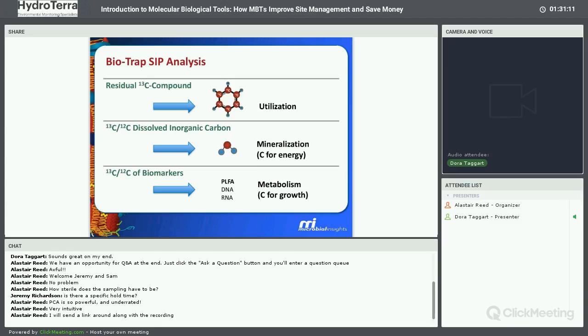So we can look for our 13C incorporation into our dissolved inorganic carbon. So did the organism mineralize it and blow it off as carbon dioxide? Or we can look at biomarkers like our phospholipids, the cell membrane of a bacterial cell, and see did they make new biomass with this heavy-weighted carbon. So we can track and definitively prove that these organisms used this carbon and energy source that we put down in the ground.